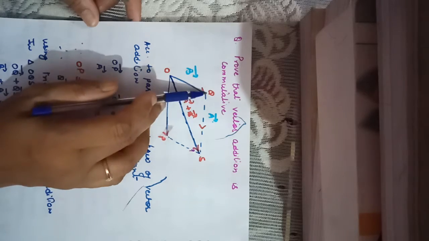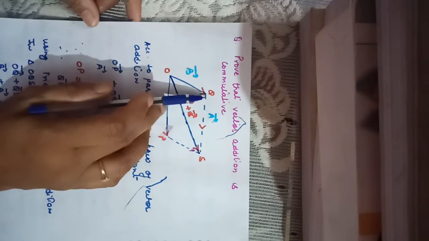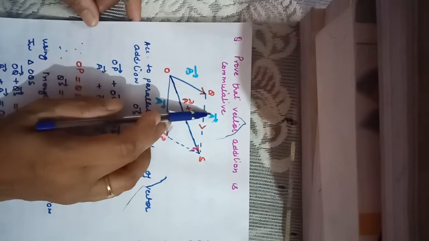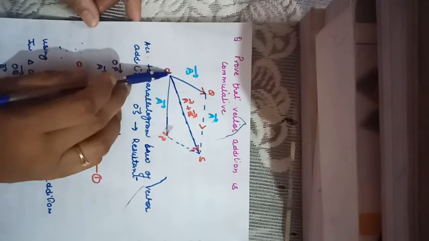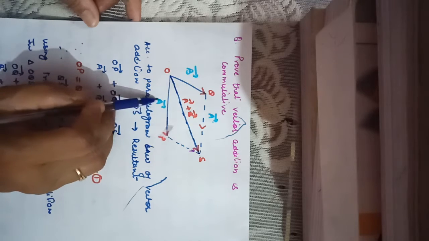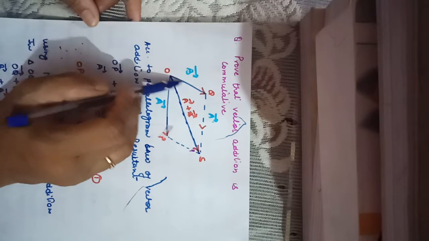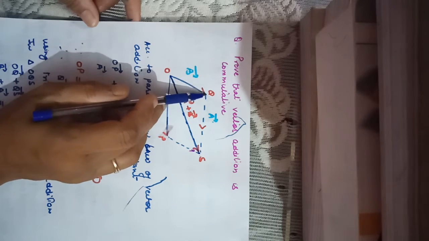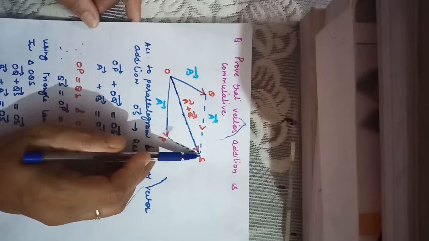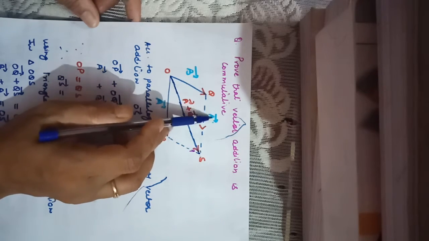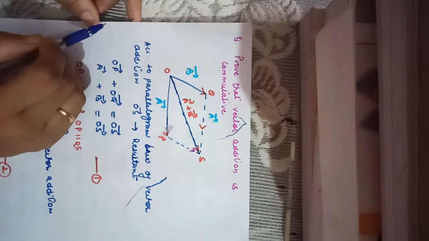So this is the vector QS, which represents the A vector, which is equal to and parallel to OP vector. So this vector is A vector, this vector is B vector, and from the head of this vector I have joined the tail of this vector QS. So QS vector is A vector.